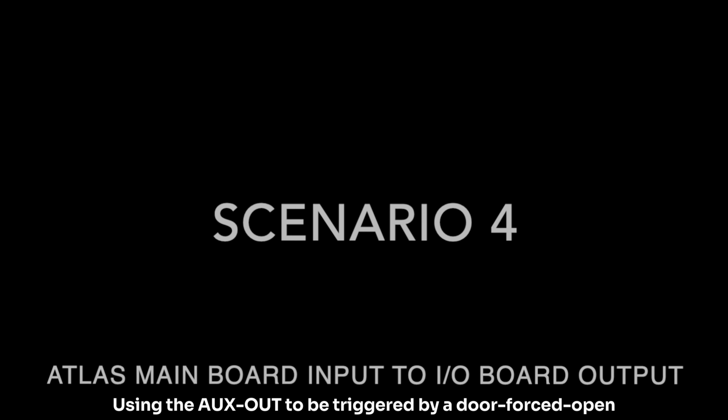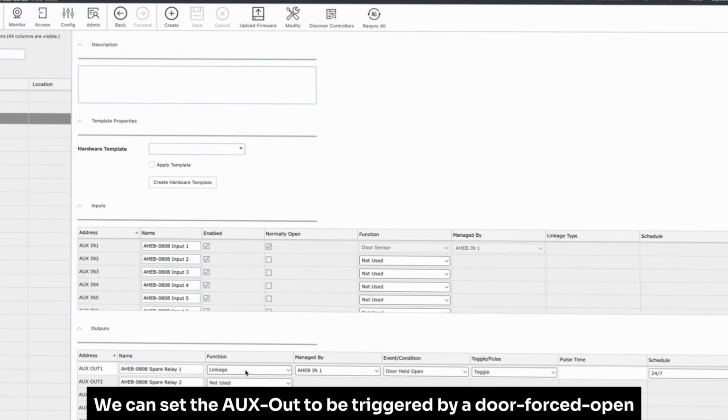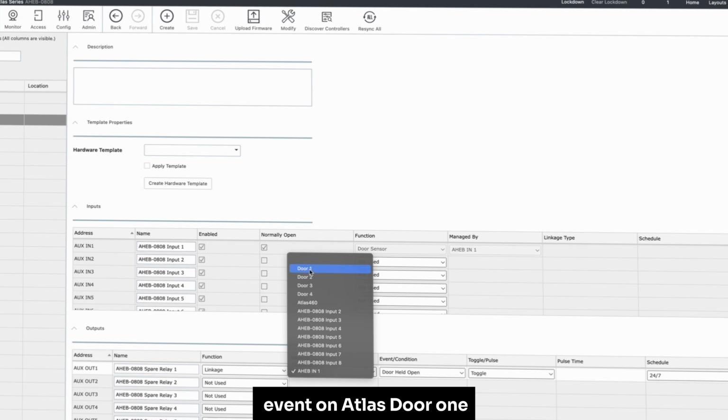Scenario 4, using the aux out to be triggered by a door forced open on the Atlas panel. We can set the aux out to be triggered by a door forced open event on Atlas Door 1.